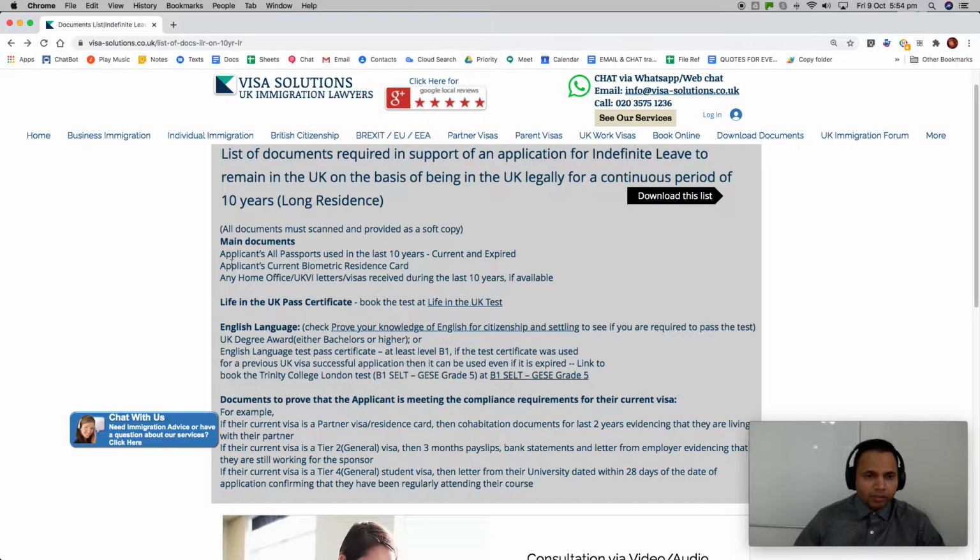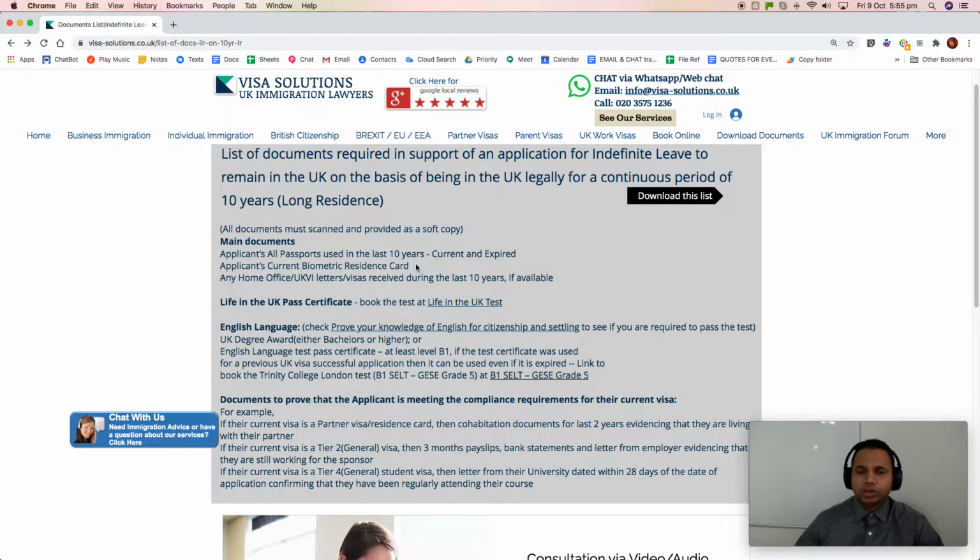Okay. Main documents. Applicants, all passports used in the past 10 years, current and expired. All the passports used in the last 10 years are required because that's the only way they can check and match the absences. The total absence in the last 10 years should not be more than 540 days in total. So that is what they account for.